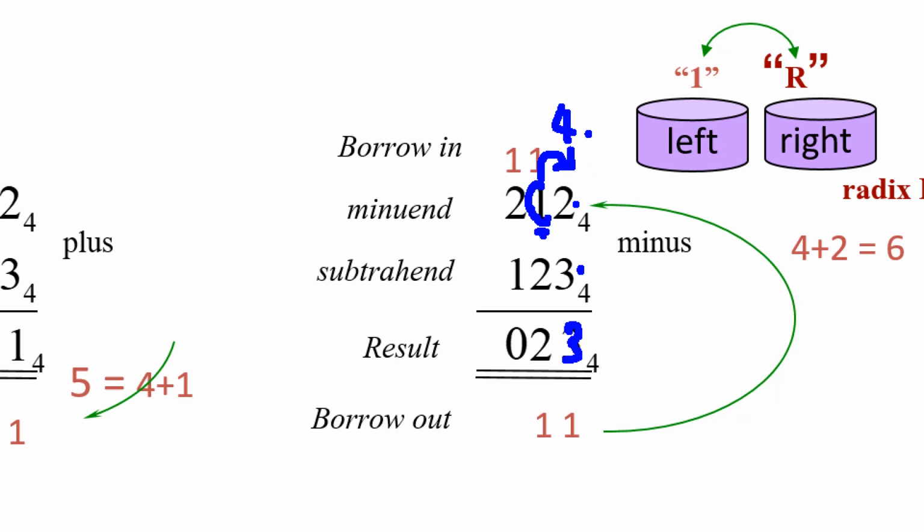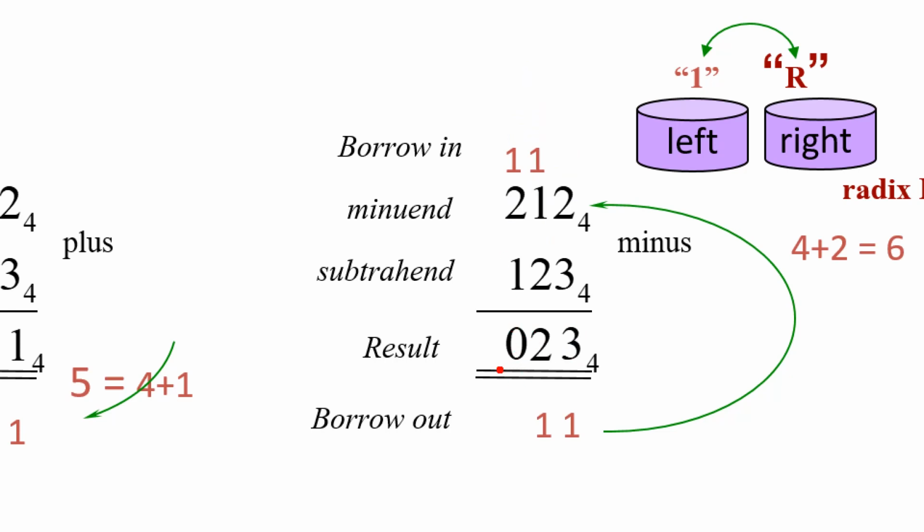And the digit now is left 0, right? 0 minus 2, you cannot subtract, right? So you borrow 1 from the next digit, then it becomes 4. 4 minus 2 is 2. Okay? And the digit now is left 1, right? 1 minus 1 is 0.